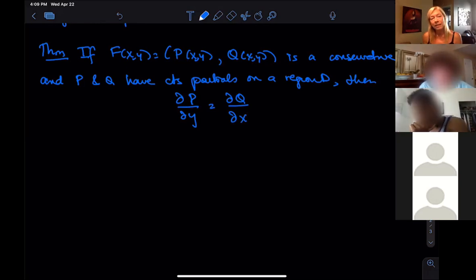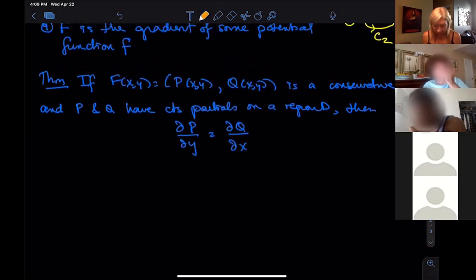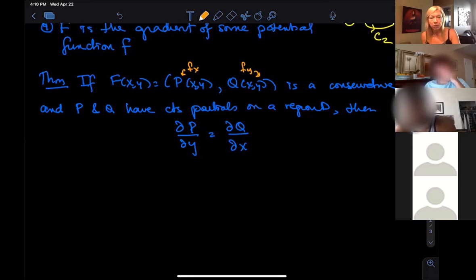This actually seems pretty cool, except it shouldn't be surprising at all when you think of what it means to be conservative. I'm not going to write this proof down because we're short on time this semester, but being conservative means that this vector field came from some little f. This thing was f sub x, and this thing was f sub y. If it's conservative, there was a potential function, and each of those components is a partial derivative of that potential function.